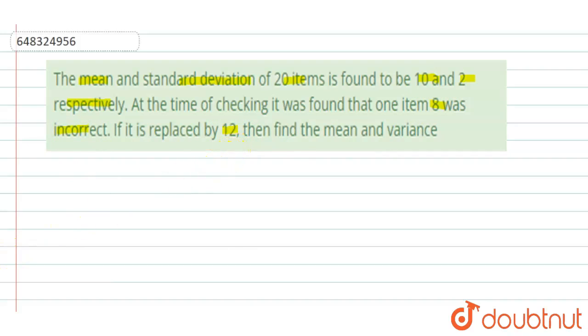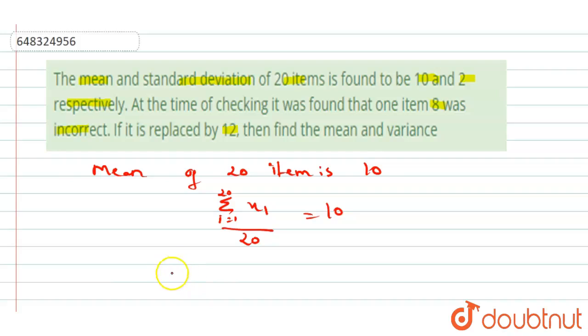Now firstly we will start: the mean of 20 items is given to us as 10. Now summation of xi for i equals 1 to 20, upon 20, is given to us as 10. So we will get the value of summation xi for i equals 1 to 20 is equal to 200.